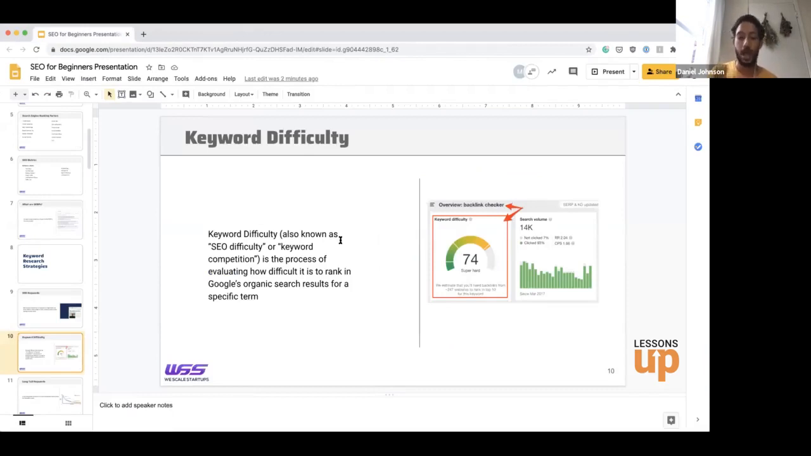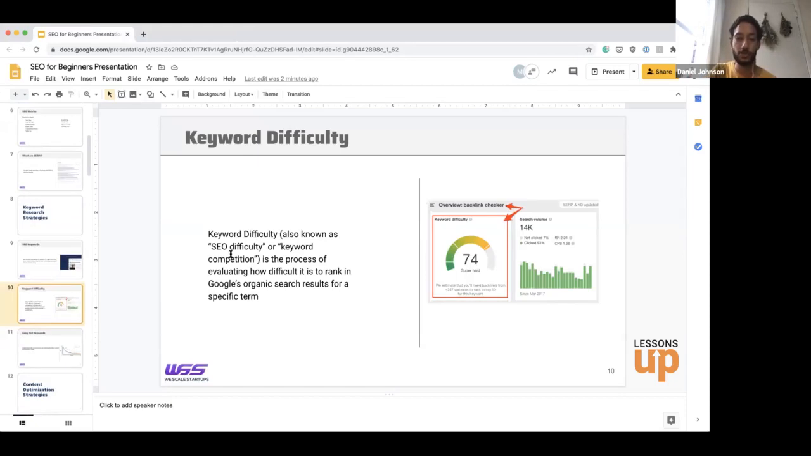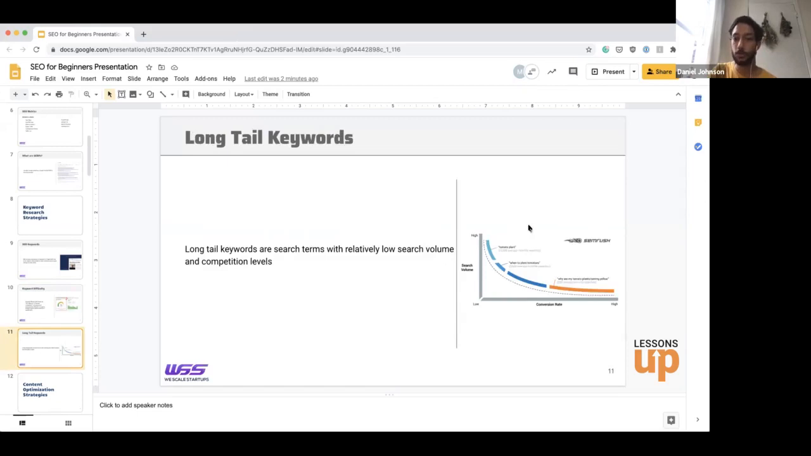For example, I would love to rank for marketing or startup marketing, but there's lots of clever people who are also doing that. So what I might do is target a less difficult keyword as I build up my website and as I build up my SEO presence. There are a bunch of tools that can teach you how to measure your keyword difficulty, which I'll talk about. So I'm going to talk about long tail keywords.